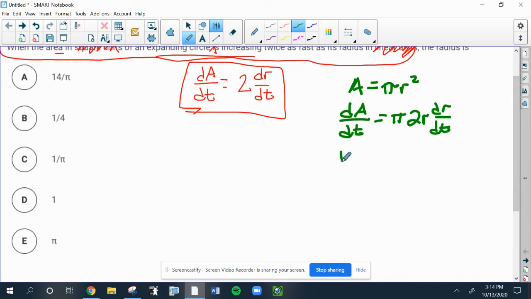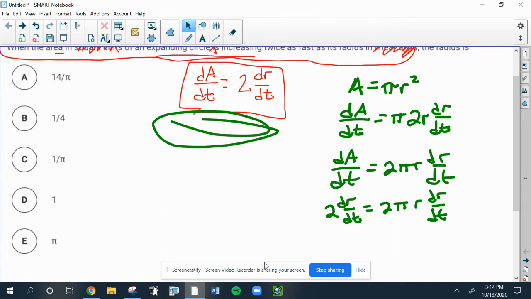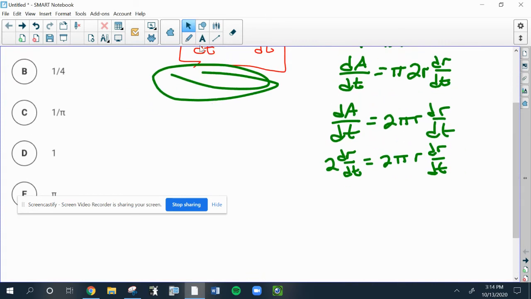I'm going to clean it up just a little bit. dA/dt equals 2 pi r dr/dt. And then I'm going to use my givens. These are my givens. dA/dt is 2 dr/dt, so that's a direct substitution. What I would normally do in this case when I see both sides have a 2 is I would divide it because I can. So I'm going to divide both sides by 2.